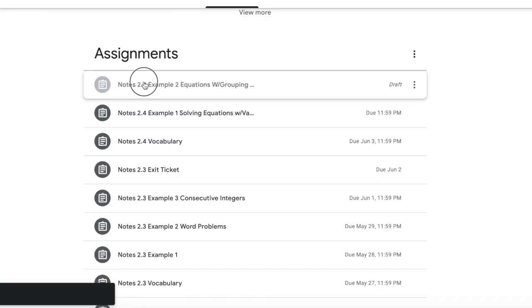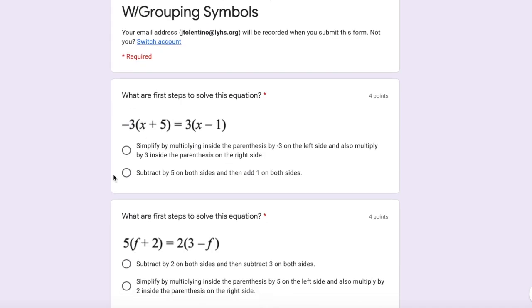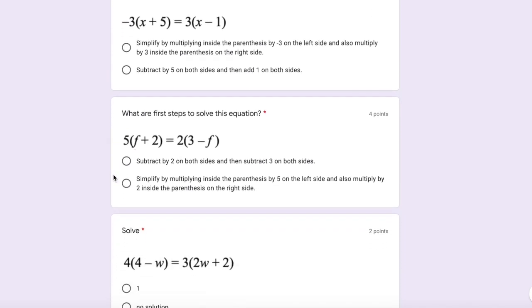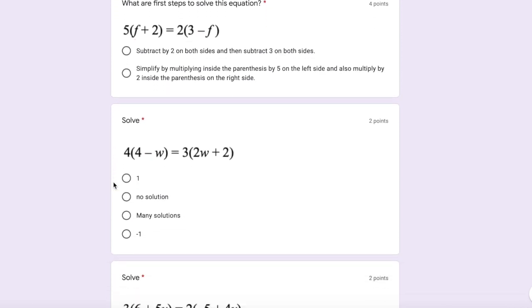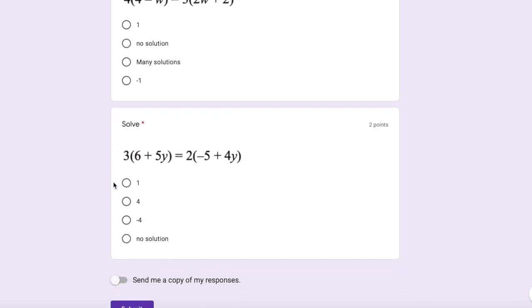In the assignments category, click on notes 2.4, example 2, equations with grouping symbols. You're going to have multiple choice. The first two are only asking you about the steps that you would take to solve the problem, and for the last two you've got to tell me the exact answer, and that's it for this assignment.